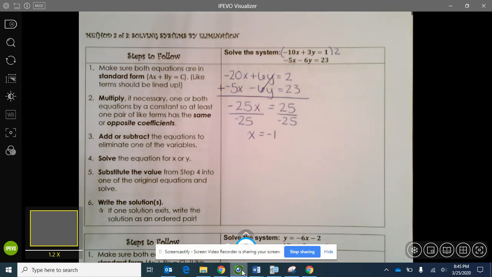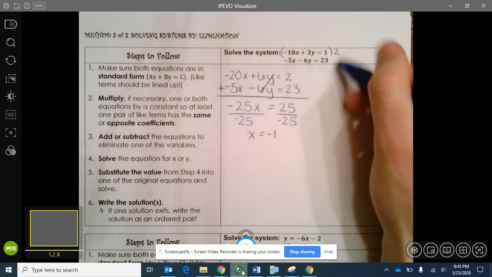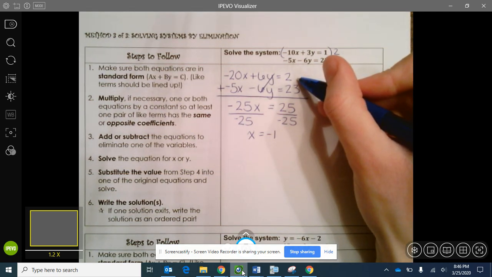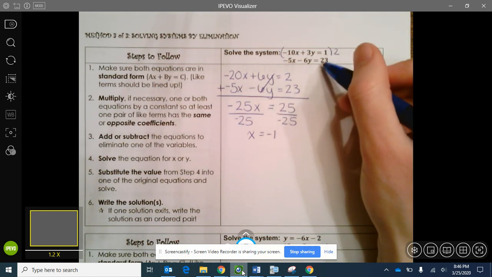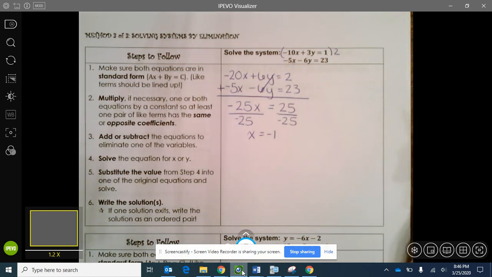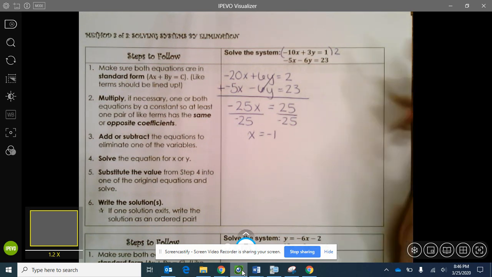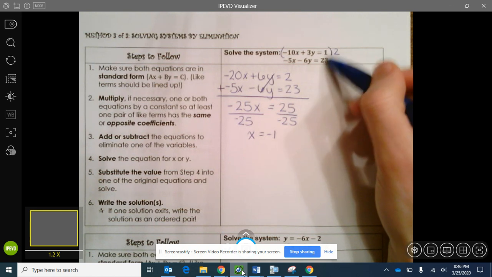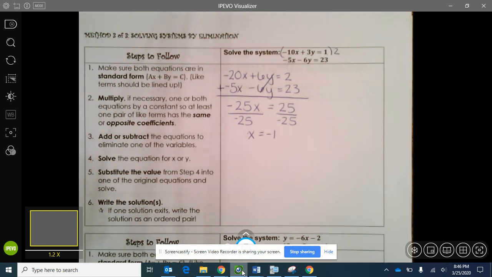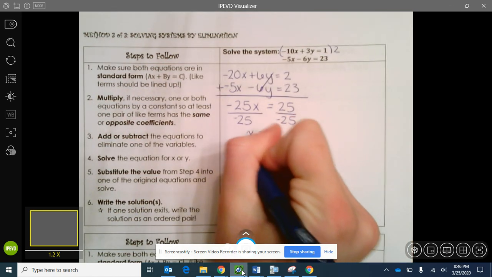Now remember, you still need your y value, so you can plug back into one of the original equations. Don't use the equation after you multiplied because the numbers are going to be bigger and harder to work with. So use one of the original equations and pick the easier of the two. For this one, I would probably pick the top equation. It looks a little bit easier. I'd rather work with the number 1 than the number 23. So I'm going to use the top equation.